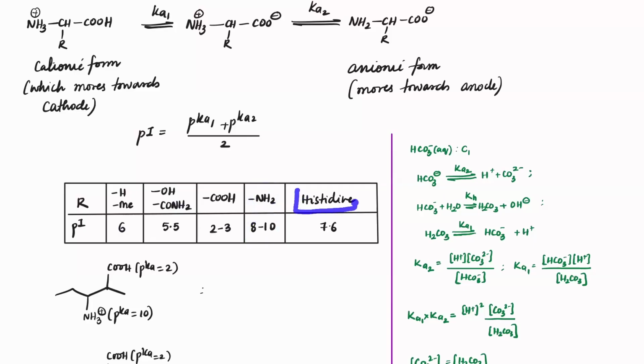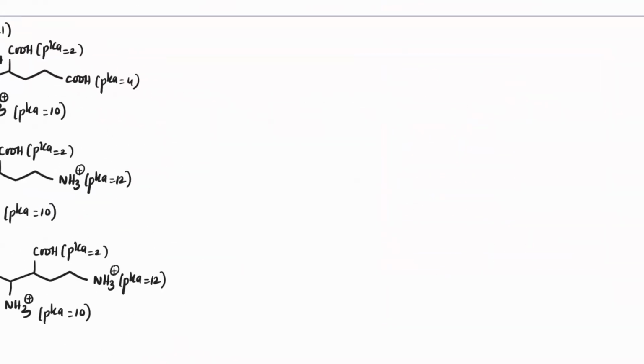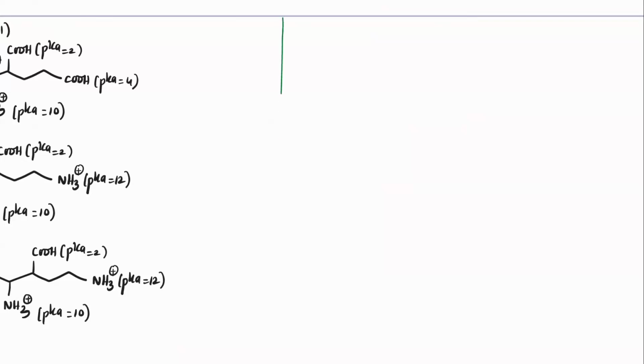And histidine is a special case, its pI value is exactly 7.6. Alright, now let me show you this with an example before I start solving the questions with all different cases. I want to realize this with an example.